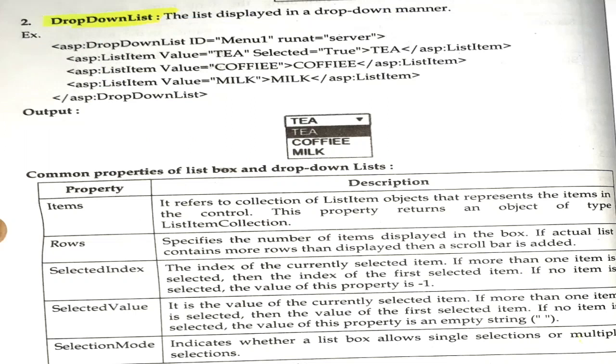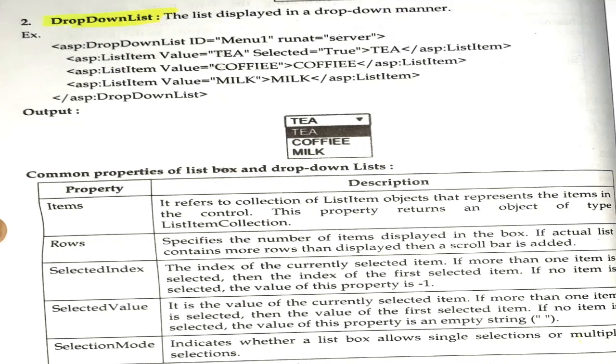We are going to make use of almost all the properties of the drop down list control, and all these properties are similar to the list box control. Selected index, selected value, selection mode, all these properties are there in the list box control also. So these are the common properties of the list box and drop down list control. Whenever you have a question on any control, you have to explain the properties, and this is a very important question: list box and drop down list control. The description is given.